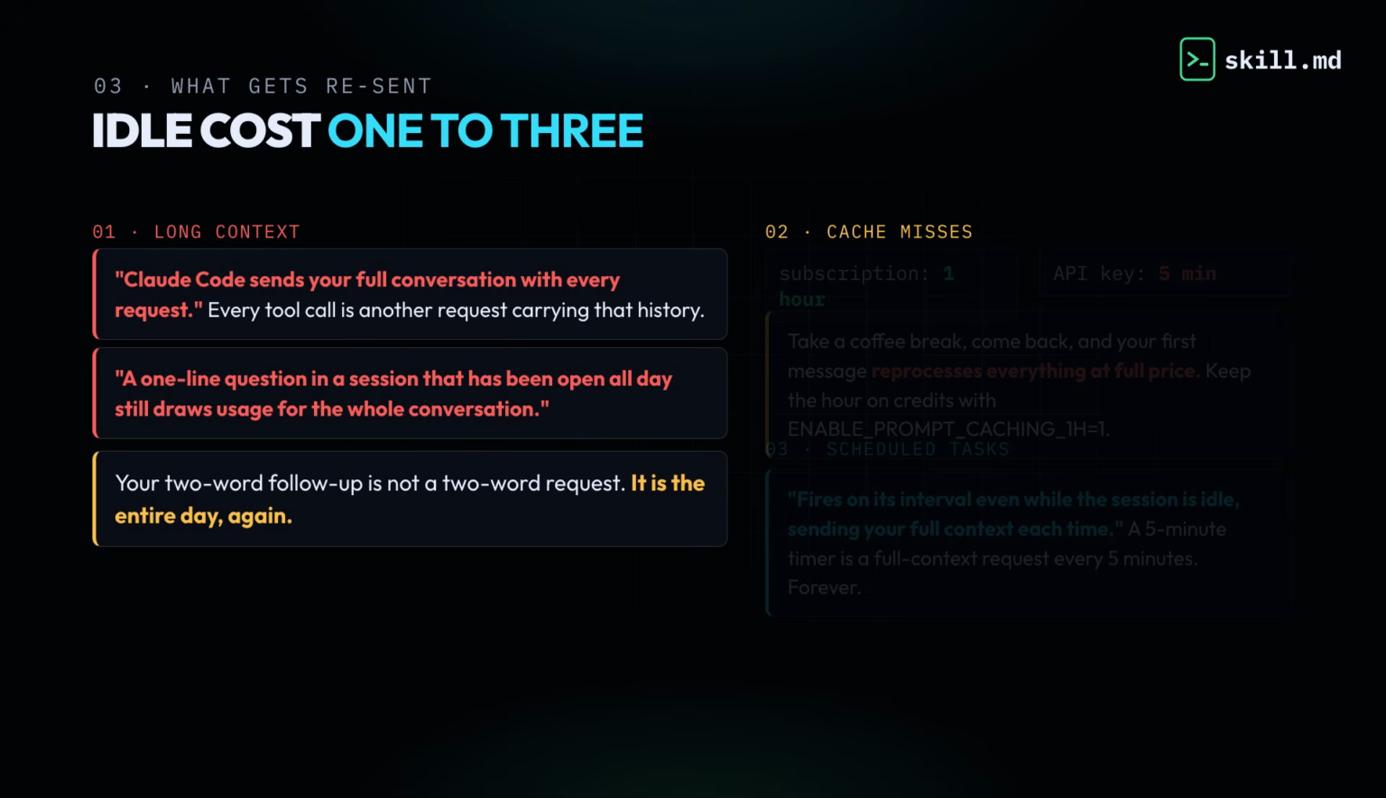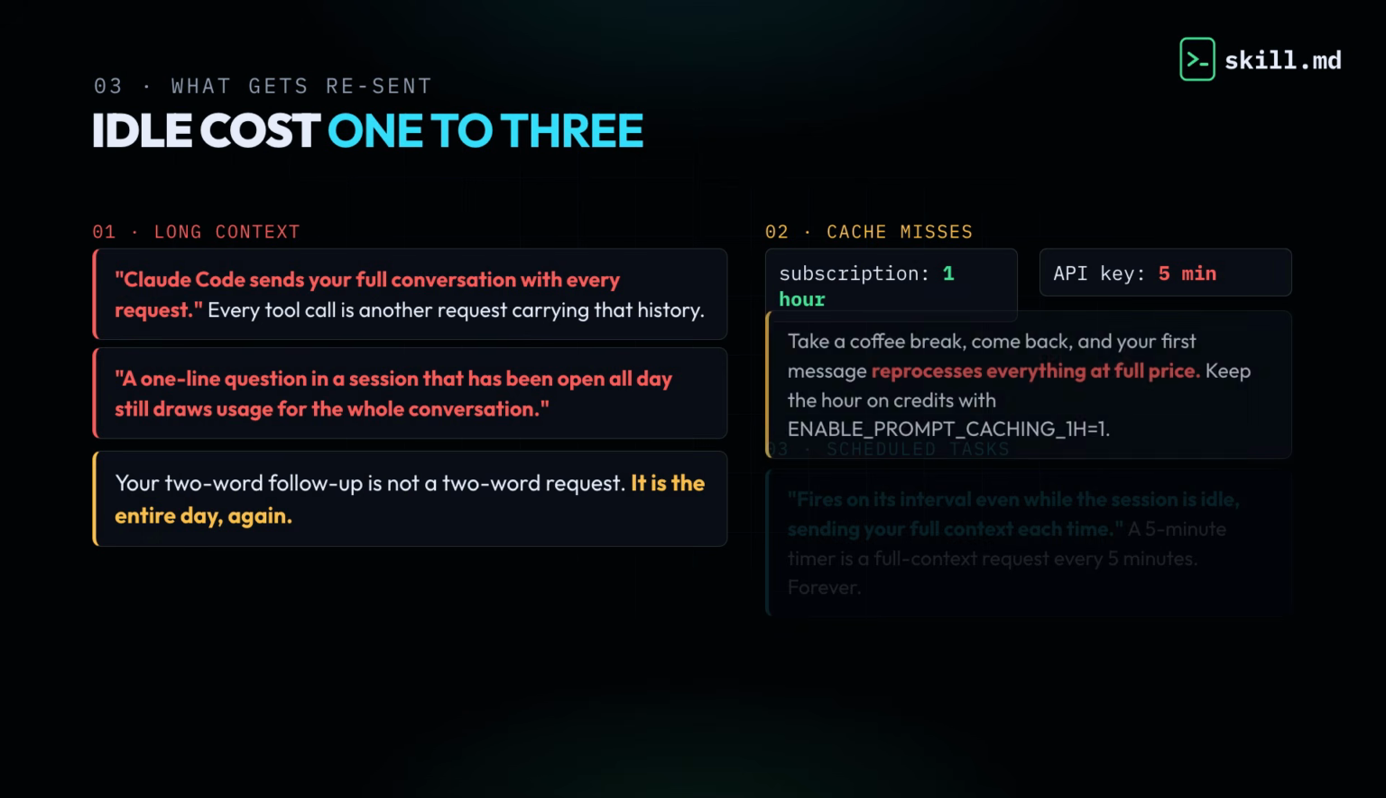2. Cache misses. Prompt caching makes that rereading much cheaper, but the cache expires. The lifetime is an hour on a subscription and drops to 5 minutes once you're drawing on usage credits. On an API key or cloud provider, it's 5 minutes by default. So the hour is not universal. It's the subscription case. On an API key, you get 5 minutes. Take a coffee break, come back, and your first message reprocesses everything at full price. You can keep the 1-hour lifetime while on usage credits by setting Enable Prompt Caching 1 hour to 1.